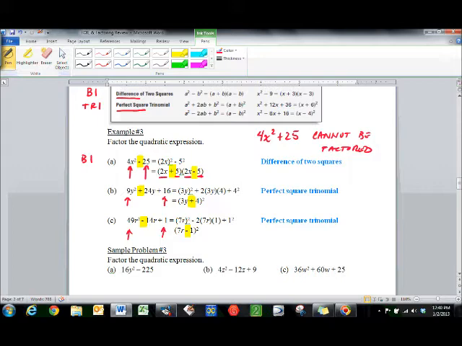Now, this is a trick or a problem that a lot of students run into. They simply only look at the outside numbers to see if they're perfect squares, and they immediately assume that it is a perfect square trinomial. Keep in mind that this pattern is very important: the inside number must be 2 times the a value times the b value for it to work.